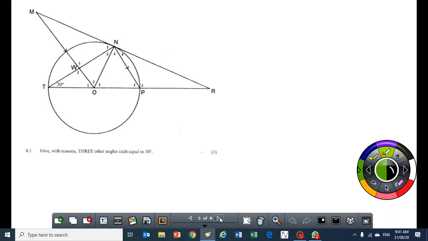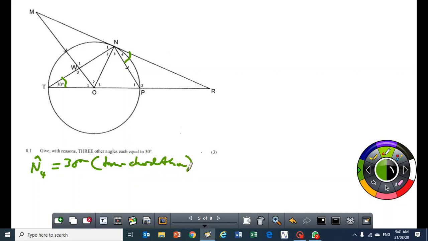Right, this angle here is equal to 30. It's equal to N4 because of the tan chord theorem. So I'll say N4 is equal to 30 degrees because of the tan chord theorem.